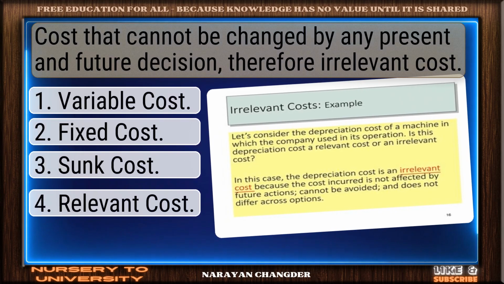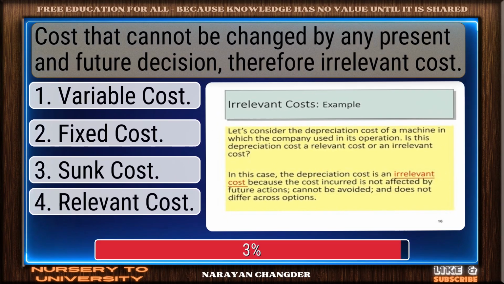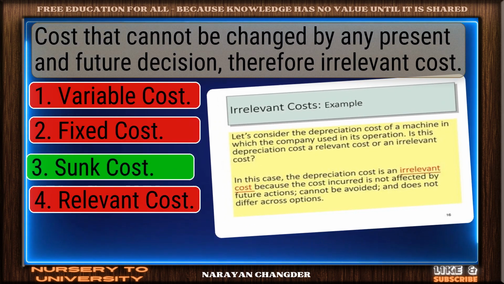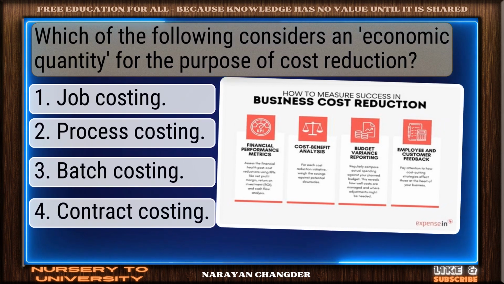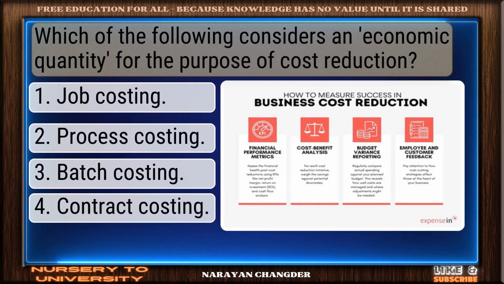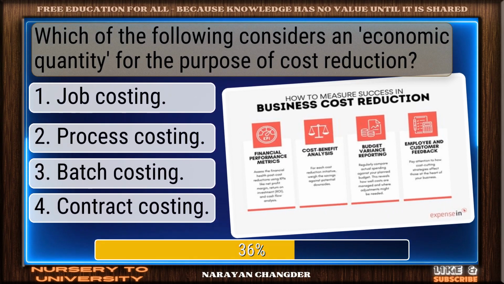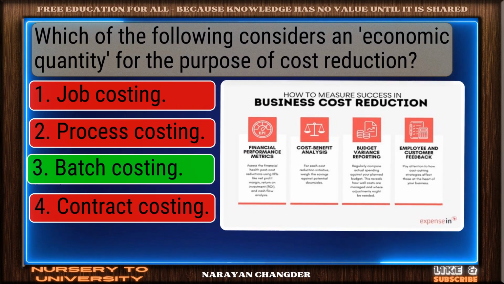Cost that cannot be changed by any present and future decision, therefore irrelevant cost. You're right, sunk cost is correct. Which of the following considers an economic quantity for the purpose of cost reduction? Good job, batch costing works well.